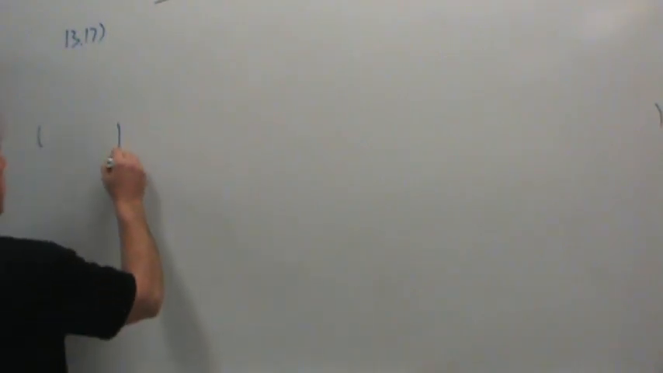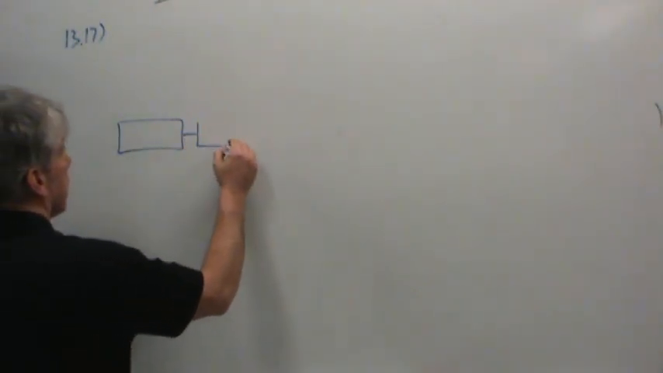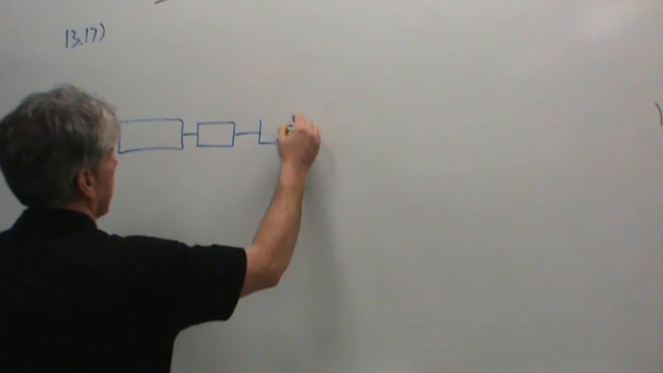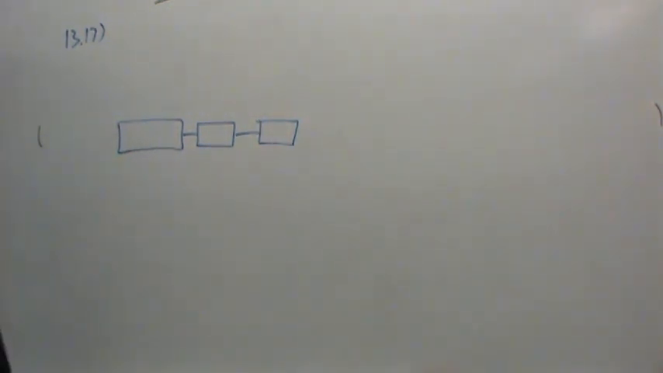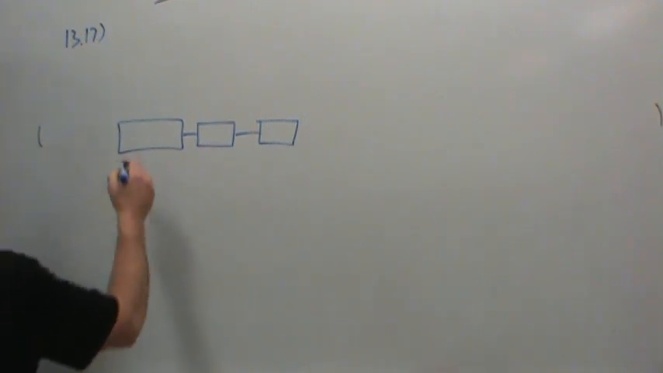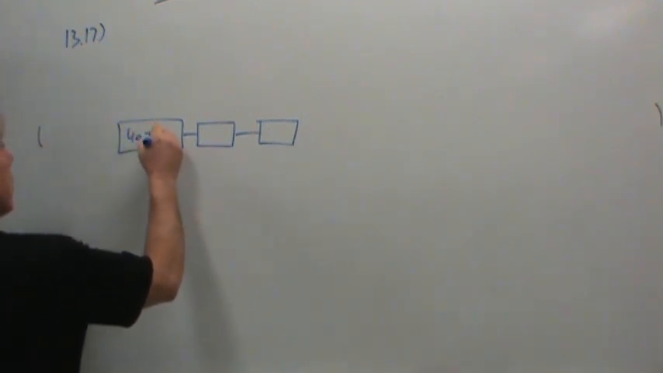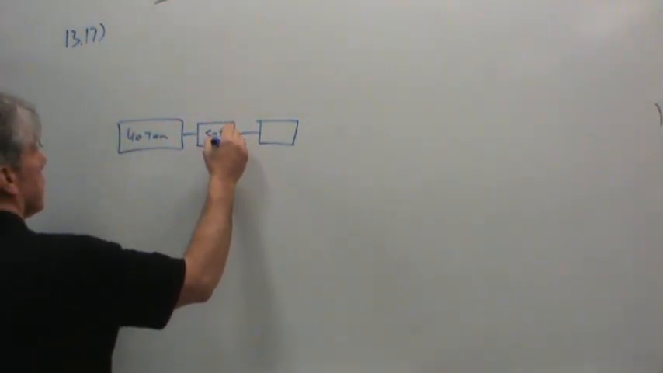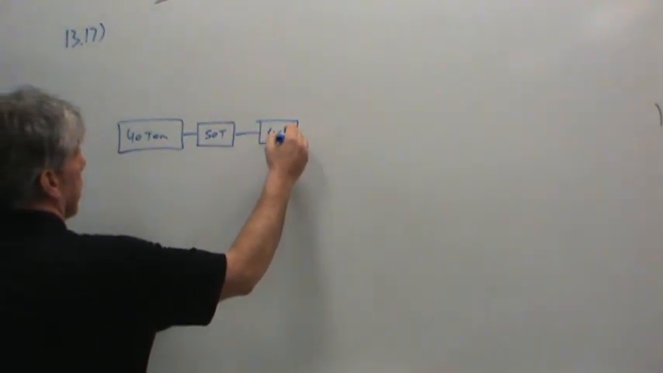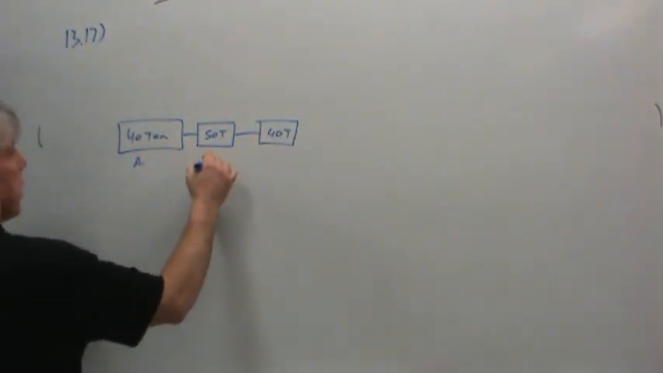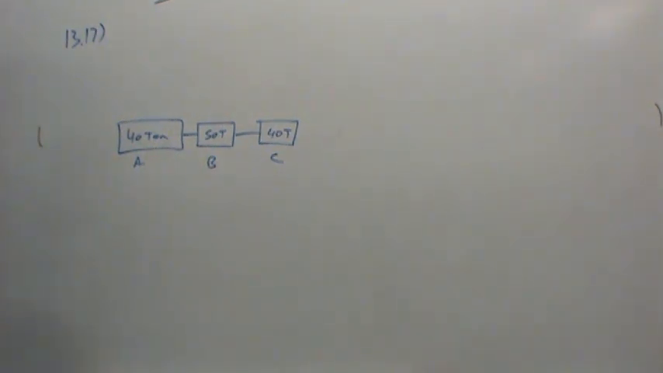We've got three cars connected together. I don't know why the lead car is so large. I guess because we're having to slow it down. Really, it's not. It's 40 tons. The middle car is 50 tons. And the last car, these are A, B, and C, is 40 tons.